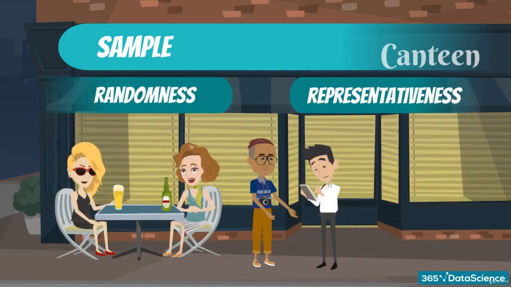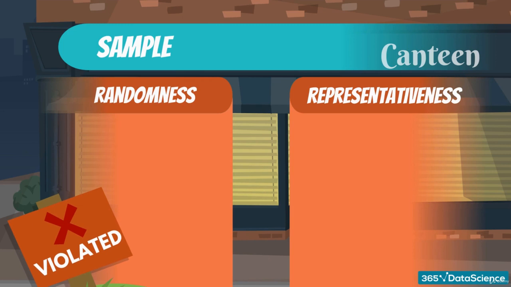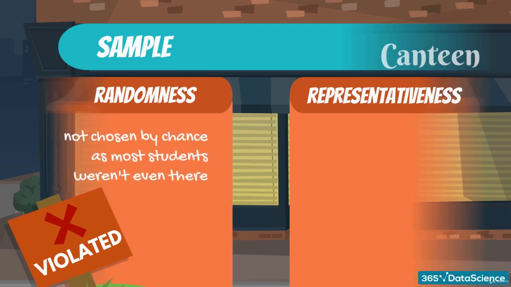Let's go back to the sample we just discussed, the 50 students from the NYU canteen. We walked into the university canteen and violated both conditions. People were not chosen by chance. They were a group of NYU students who were there for lunch. Most members did not even get the chance to be chosen, as they were not in the canteen. Thus, we conclude the sample was not random.